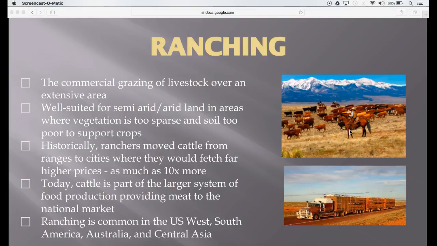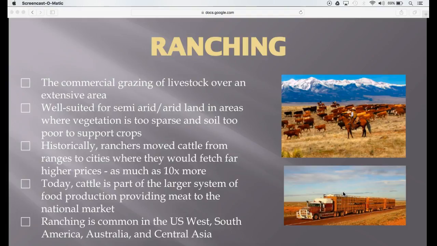etc. Historically, most ranchers move cattle from the ranges to the cities. That's kind of what the job of the cowboy was. They took them from the ranch to the city. But now with the advent of modern transportation, especially the railroad system, they can now just lead them to the railroads. They can now just lead them to the trucking places, or the truck places can come to them and they can take the livestock to the trains, and now they can be sent to the cities.